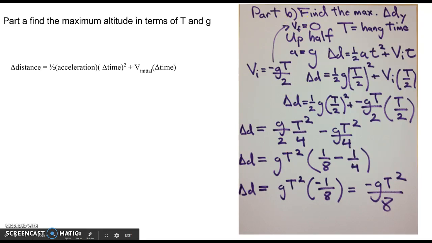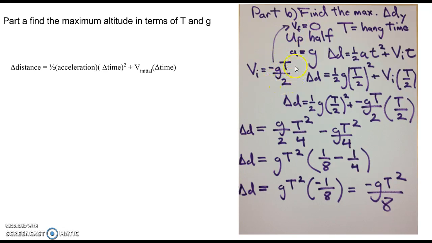Find the maximum altitude, that is the biggest change in vertical position, in terms of T and g. Well, change in distance equals 1/2 a t squared plus vi t. This is one of the big 5 they say you should memorize. And we're going to do the same trick. So we're going to focus on the up half of the projectile, that is, the final velocity is 0.